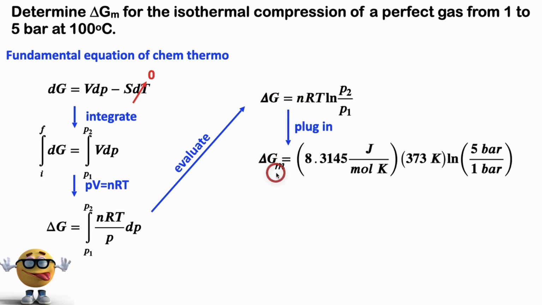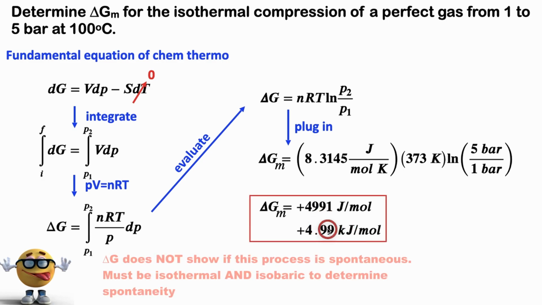Even though we're dividing by n, this becomes an m. m stands for molar. We want to use the R that has joules in. Temperature is always in Kelvin. And then pressure can be whatever units as long as they cancel. If we plug that into our calculator, we get a change in molar Gibbs energy of plus 4,991 joules per mole. We usually convert this into kilojoules.